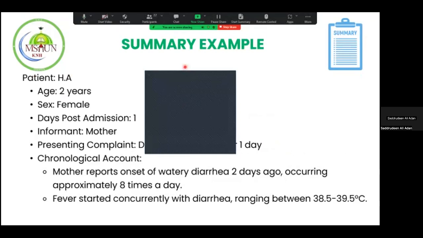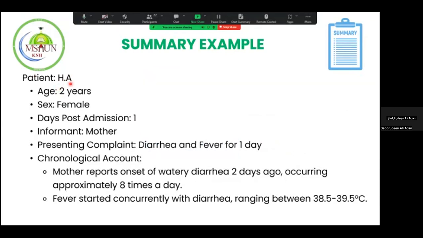Okay, let's just say I am presenting Halima Ali. Let's say this patient is 2 years, female, day 1 post-admission, informant is the mother. So let me just summarize this history. The summary should be as short as possible, to make it easy for the consultant to understand.